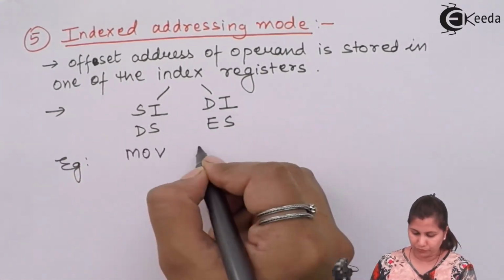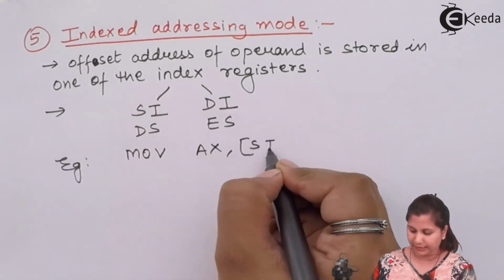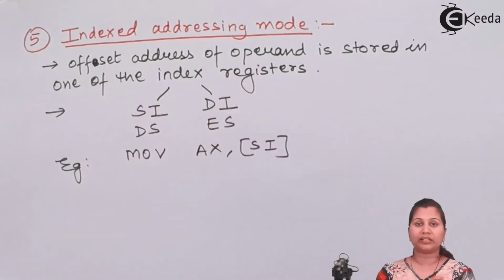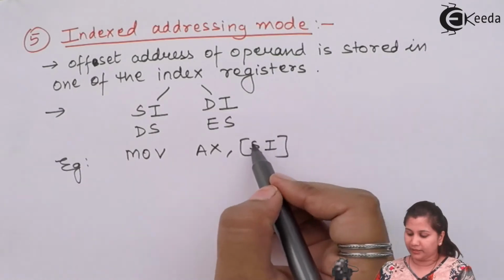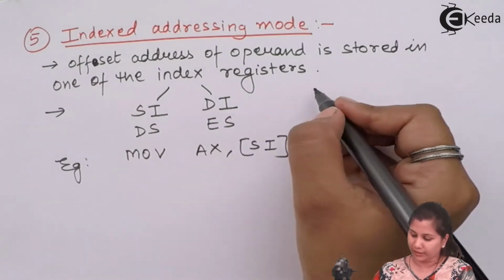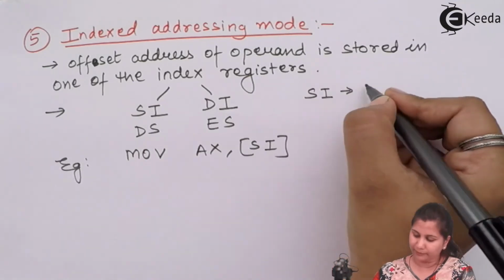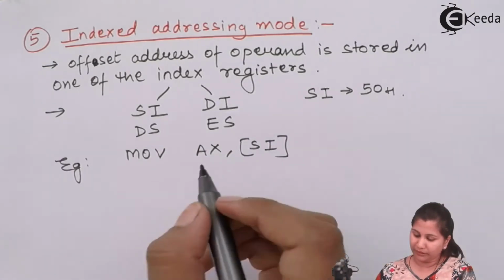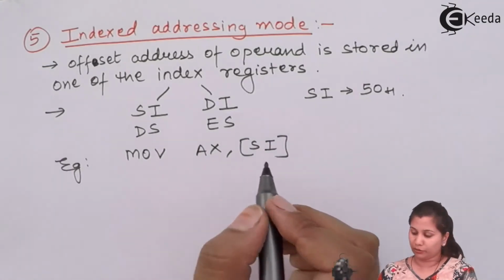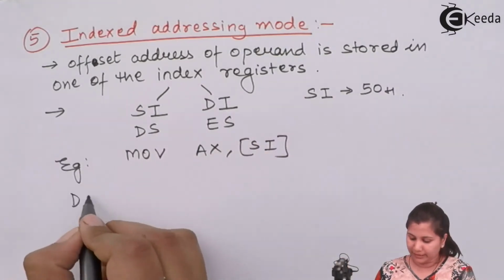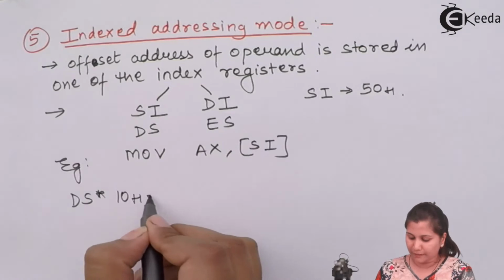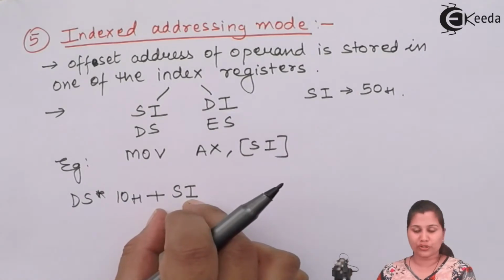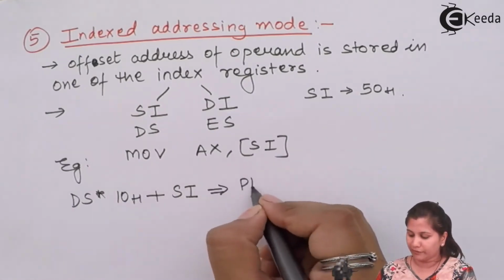We have move AX, SI. So here the offset address of the operand, that is the address where the data is stored, is given in the source index. So suppose the source index has 50H. So the data segment multiplied with 10H plus this SI, the number which is stored in the source index, will be equal to the physical address.